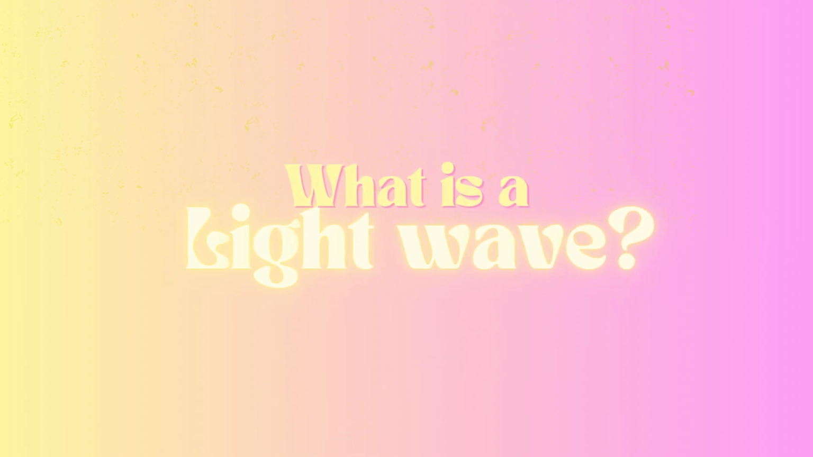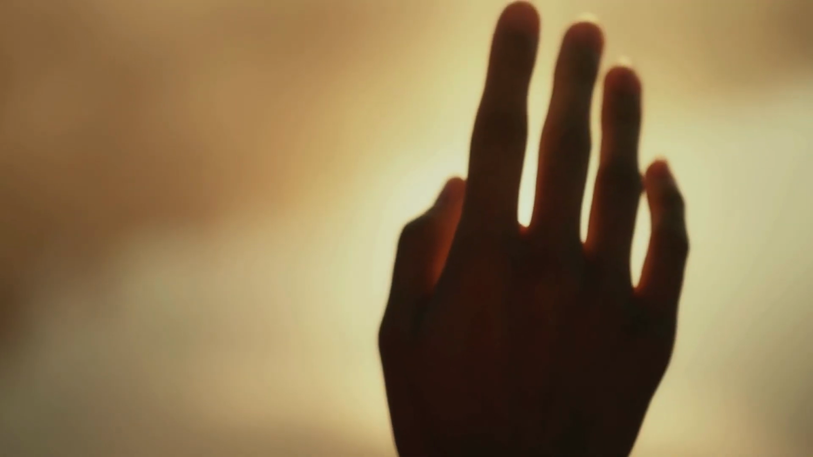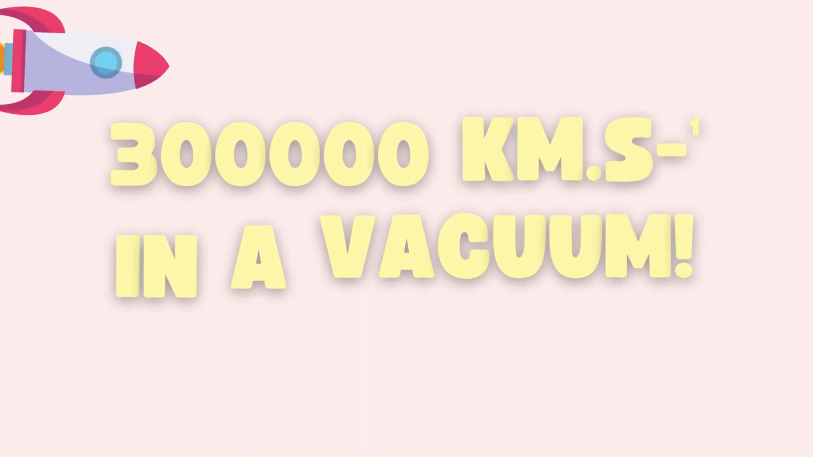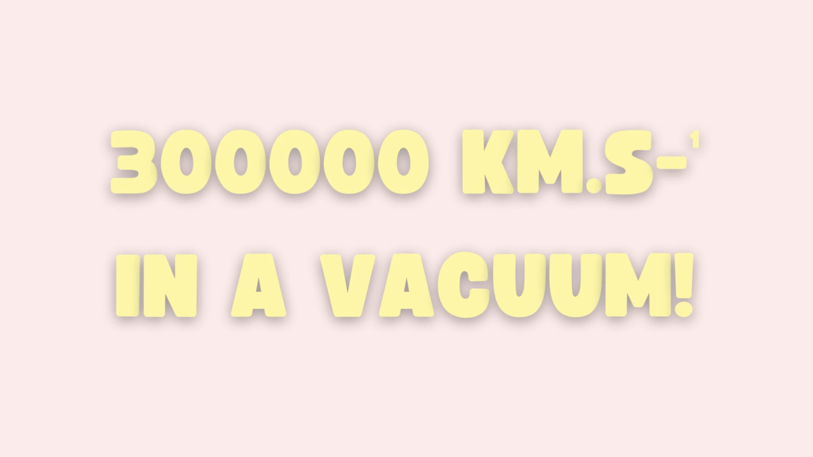But what is a light wave? Light is a type of energy that travels in waves, similar to the ripples you see on the surface of a pond or the waves in the ocean. But light waves are much faster. They travel at the speed of light, which is about 300,000 km per second in a vacuum.